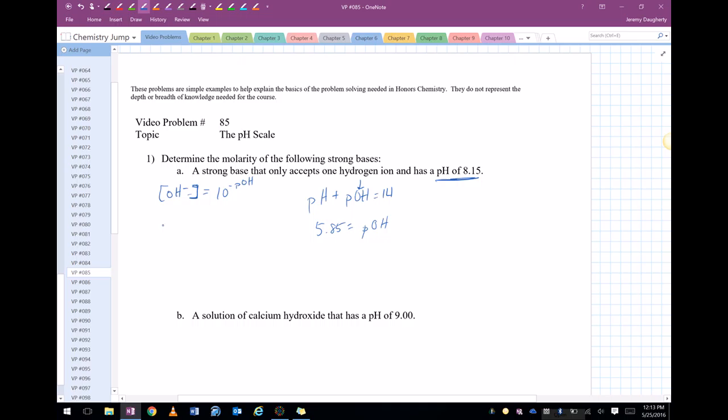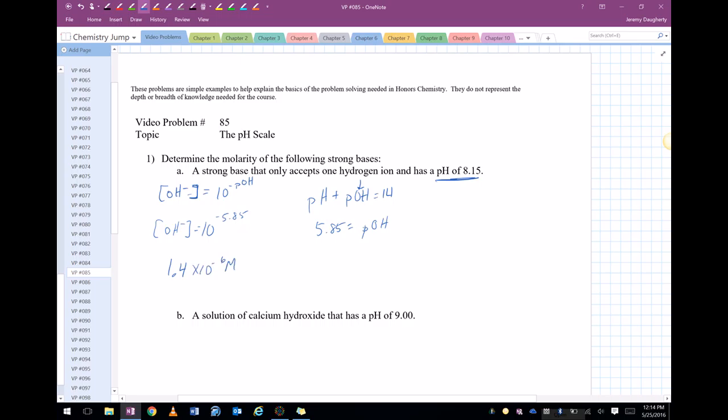Right? So that means the concentration of hydroxide is equal to 10 to the negative 5.85, which is going to be 1.4 times 10 to the negative 6 molarity.